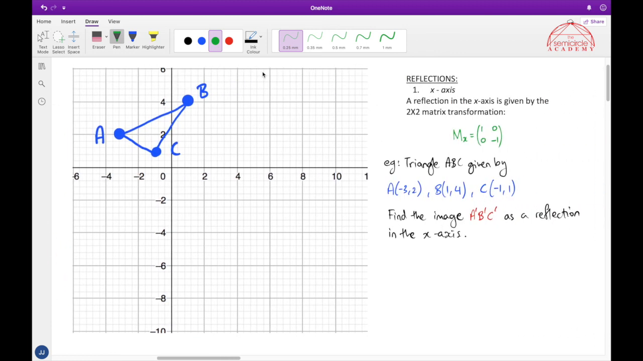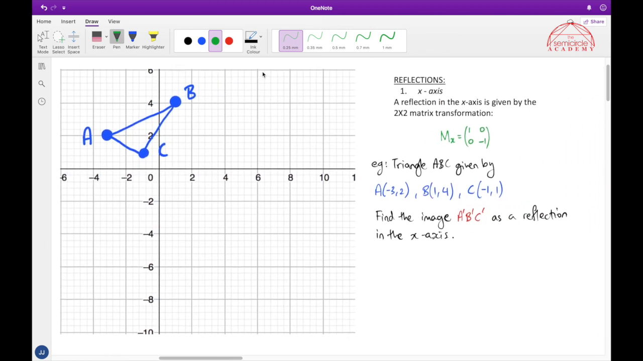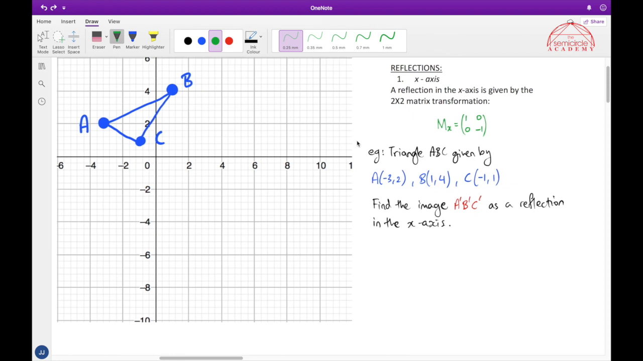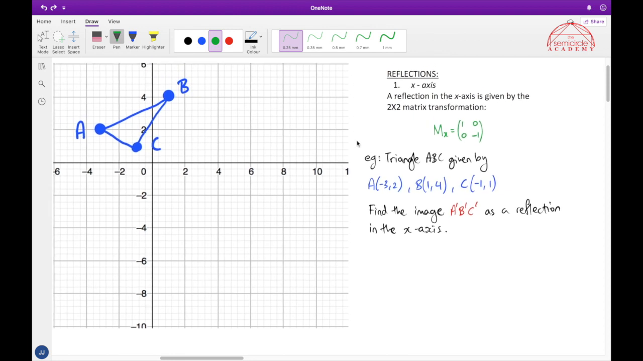Now, moving on with transformations in this Transformations 2 video. Essentially, what we're going to be dealing with here are many different types of transformations. The first type of transformation that we are dealing with here is the reflection, and there are different types of reflections. So in this first reflection, we are going to be dealing with a reflection in the x-axis.